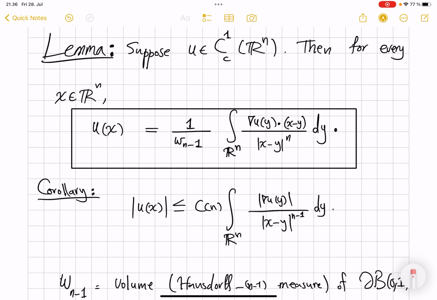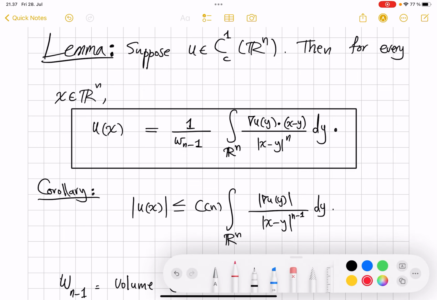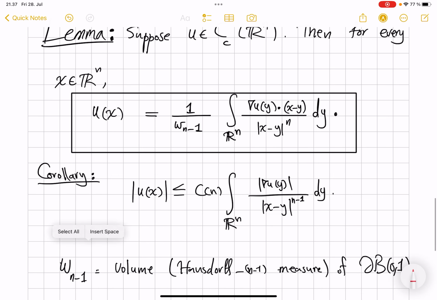So we follow today with the proof of this representation formula, the proof of this lemma. Notice that the corollary is an easy consequence simply by taking the absolute value. Well, I must correct myself by saying that in the actual inequality that we needed in that proof, we had such an inequality.